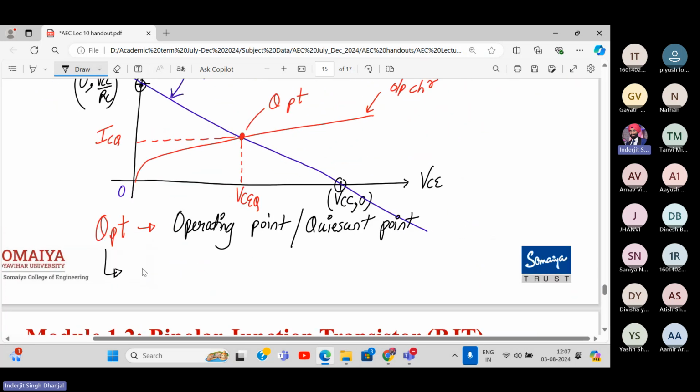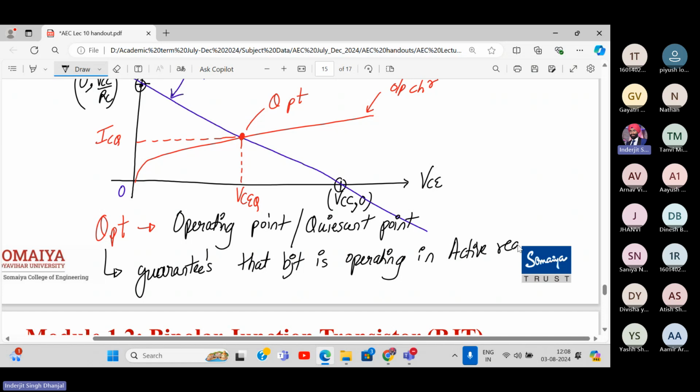What does the Q point guarantee? This is the most important learning from today's lecture. The Q point guarantees that the BJT is only operating in the active region. It should operate only in the active region, so this will guarantee that.